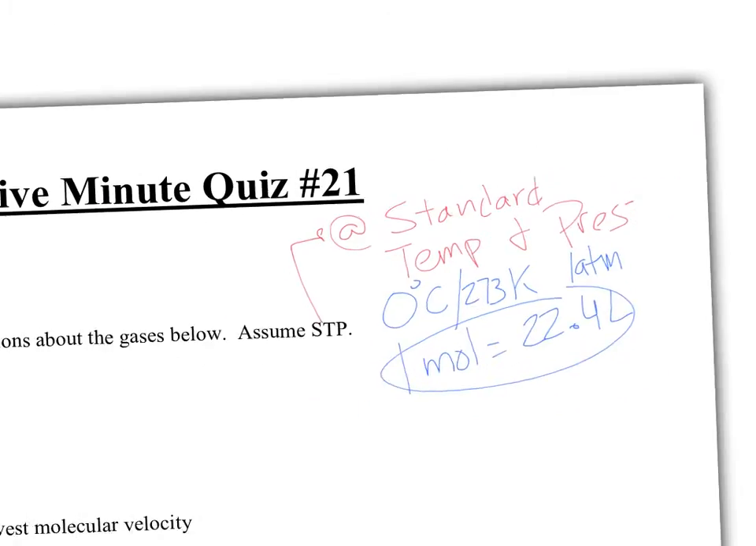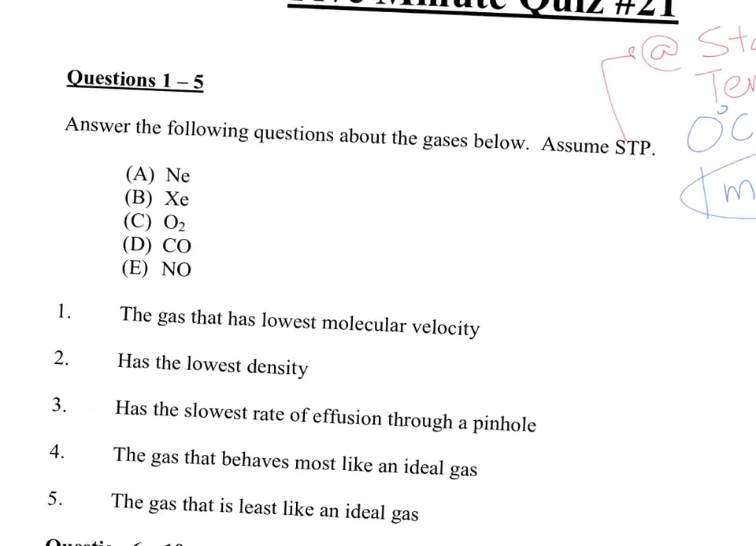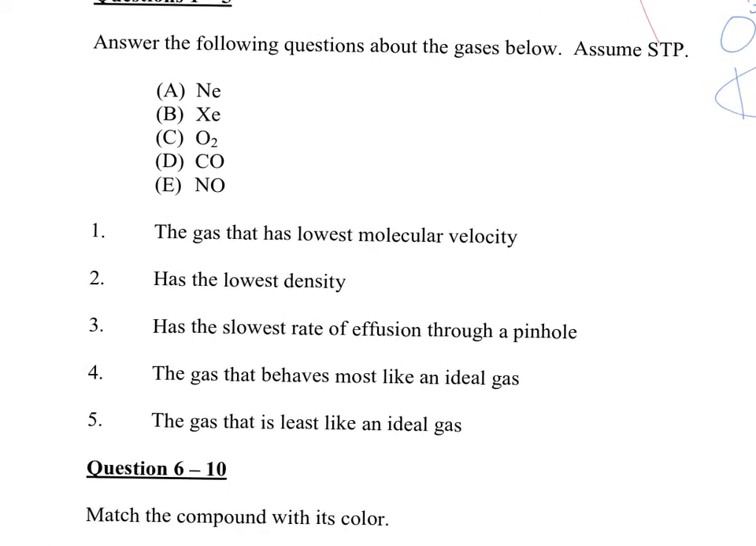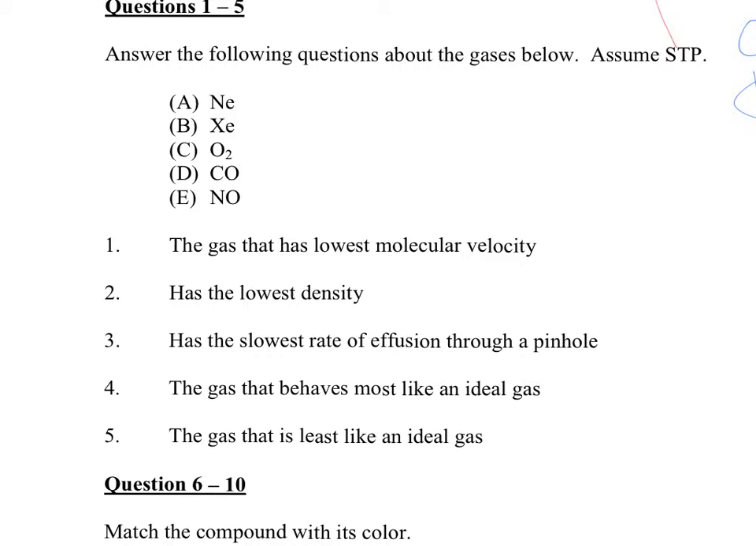All right, so now that we know that, we can look at this. Answer the following questions. Number 1, the gas that has the lowest molecular velocity. Now, what's another way to say velocity? Speed. How does speed relate to molecules? Not size. Mass. Mass and velocity are related here. So how would you know which one is the lowest? Not largest. The most weighted. I was trying to think of the highest mass.